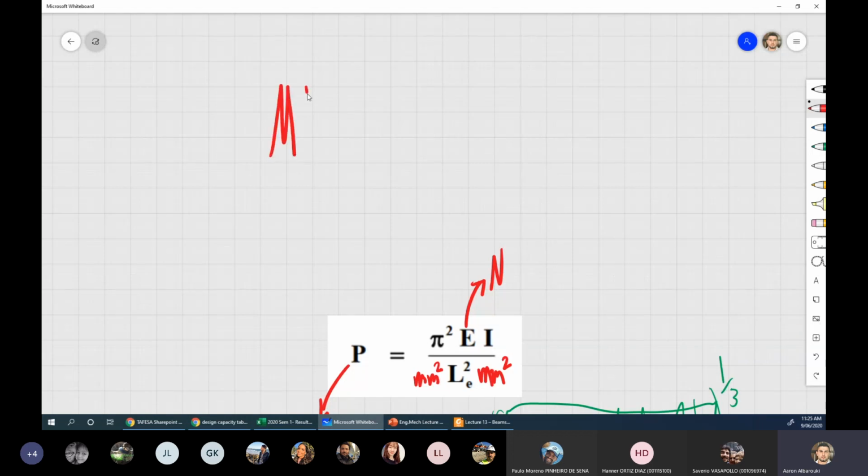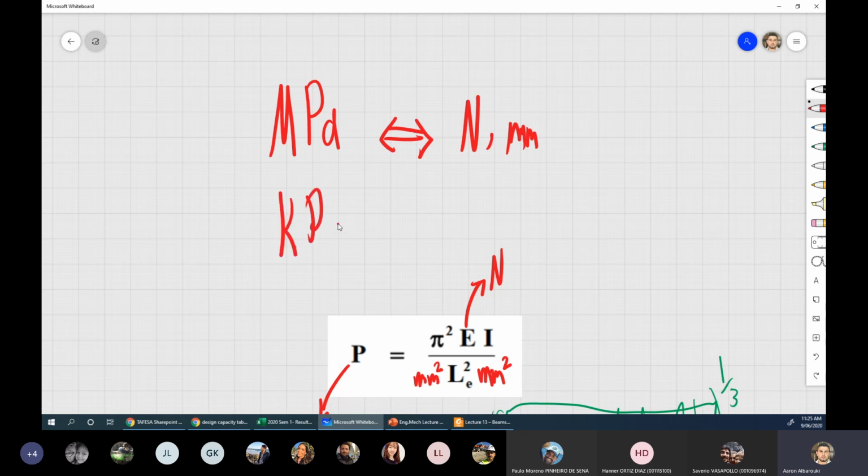If I'm using MPa, I have to make sure I'm using newtons and millimeters. Sorry, that's millimeters, not meters. If I'm using kPa at the start, when we assign the actual loads, like the weight of the floor, the weight of people, the wind pressure, all of those would be in kilopascals. If I'm using kilopascals, I have to start thinking of kilonewtons rather than newtons, and meters rather than millimeters. These units will correlate with each other.